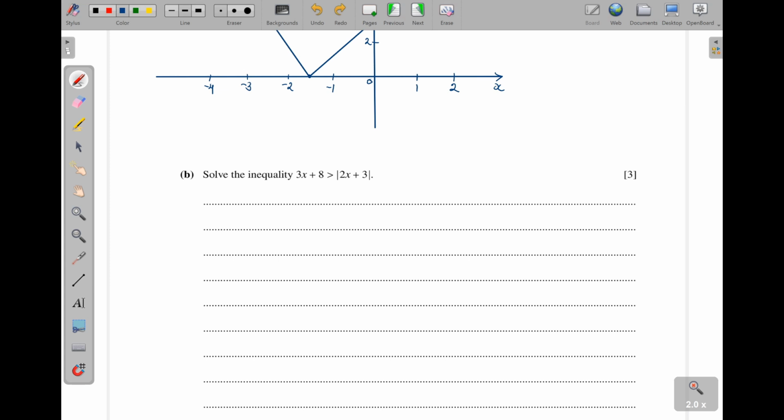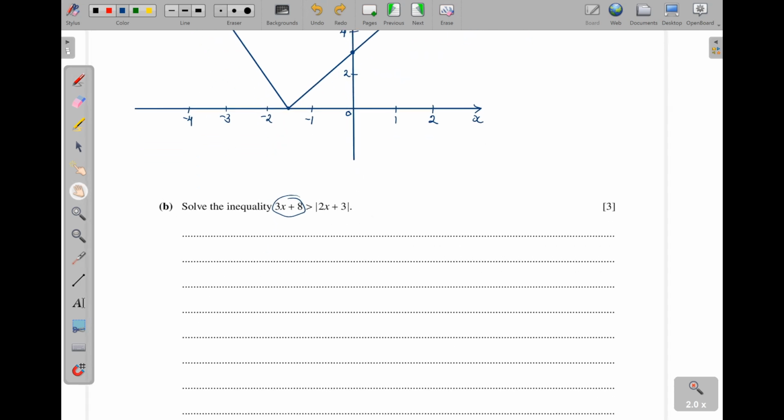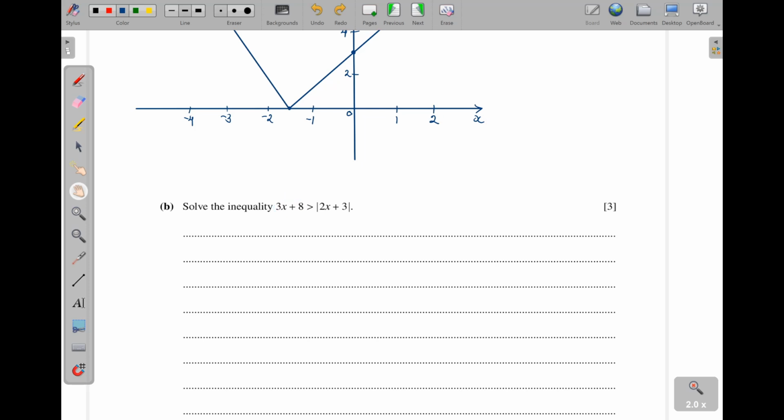I can sketch it on the same graph, and then I see which parts this one here, y is equal to 3x plus 8, intersects. Does it intersect with this one or this one here? Okay. And when I do this, I don't need to test, because I can easily see what is intersecting. But if you split and you say this is greater than the positive of this and also greater than the negative of this one, you will have to test, okay?